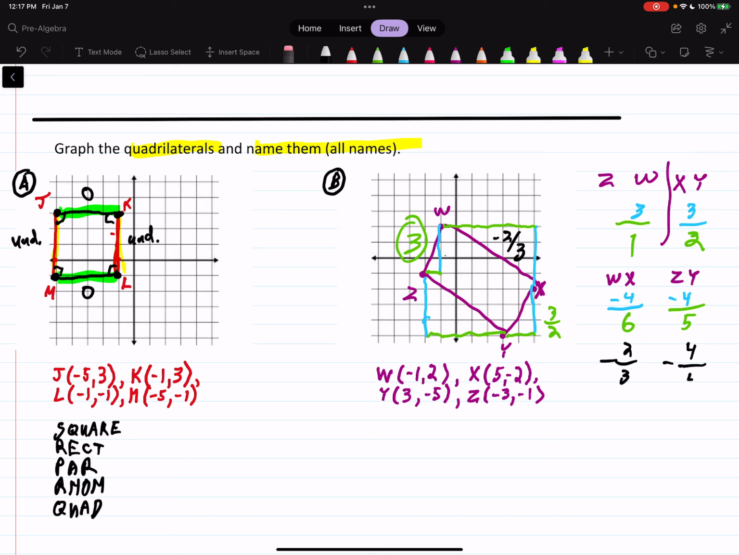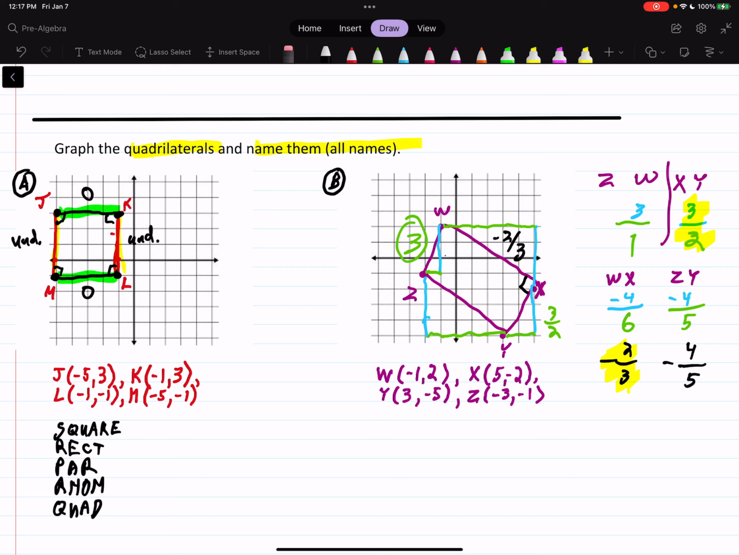4 over 5. And so none of these items are parallel and none of them are perpendicular. So we take a look at that and we say, wait a minute, there's something that's perpendicular. If we took a look at this one right here, 3/2, and this one here, negative 2/3, that's opposite reciprocal. So we can say that xy right here and wx, so wx is the top line, and xy is the side, that's a square. So those two are perpendicular.